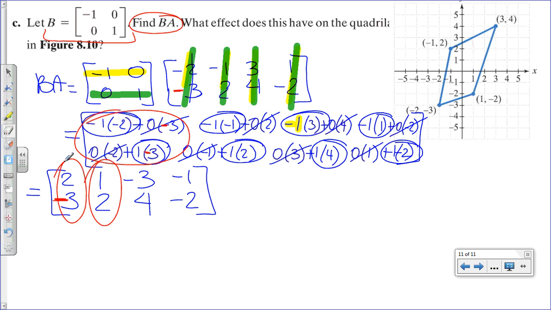So let's go again. Let's plot the points. So 2, negative 3. That's here. And then we have 1, 2. Then we have negative 3, 4. Oh, I'm sorry. I'm not plotting the point right. Negative 3, 4. And negative 1, negative 2. That is here. So let's connect the points.